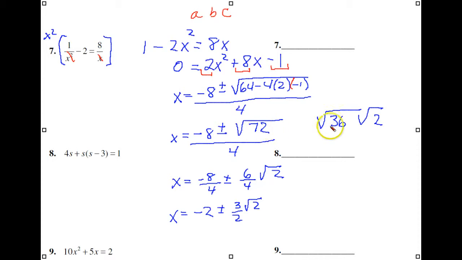Now 72, we notice it has a perfect square factor of 36 times the square root of 2. Square root of 36 is 6. That's where this 6 comes from, the square root of 2. And I've put it into two separate terms there. And then this will cancel and become a -2. And I can simplify that a little bit into 3 over 2, the square root of 2. So there's the answer to number 7. But notice it is tedious and it just takes time.